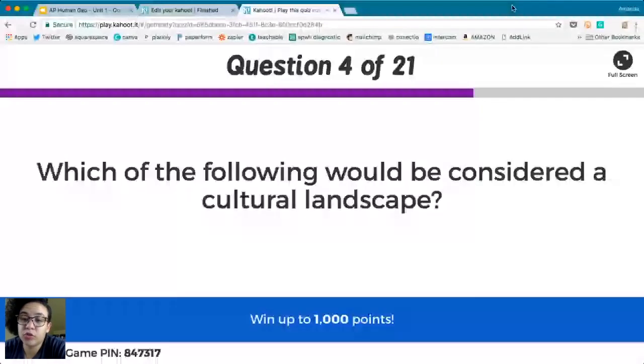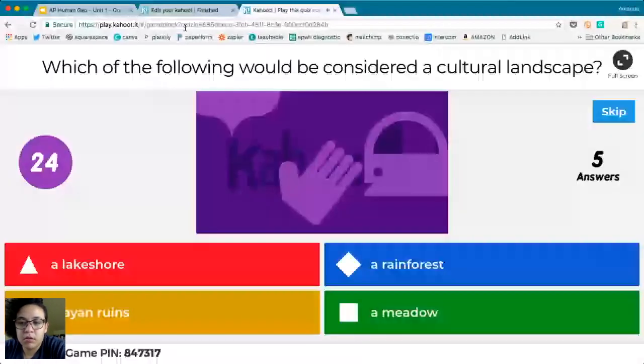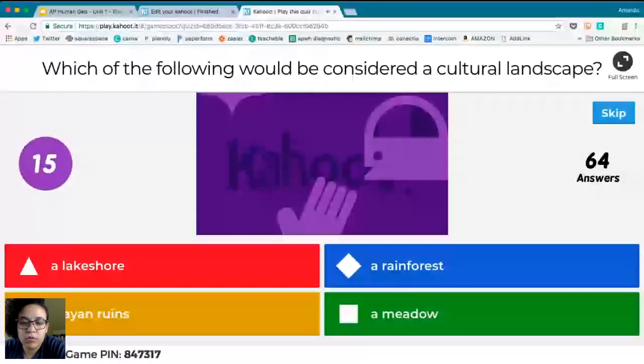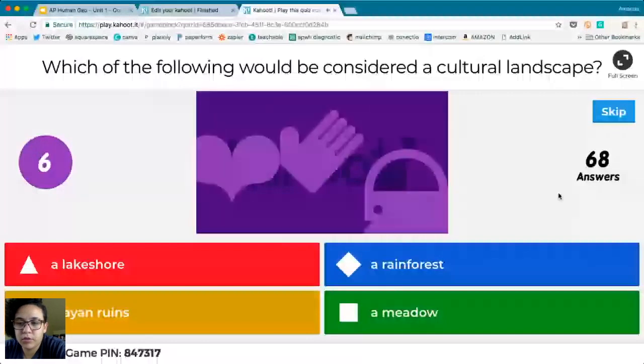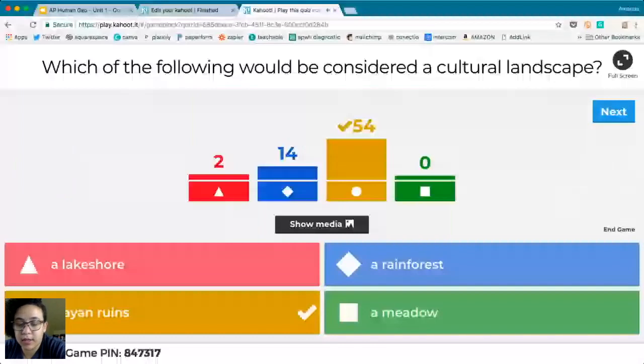What would be considered a cultural landscape? We didn't talk about this. You want me to read the choices aloud? Lakeshore, rainforest, Mayan ruins, meadow. Nice, good job. So the way that you should have known this was cultural landscape is because this is based on the people who live there, not the natural geography. The rest of it is natural.